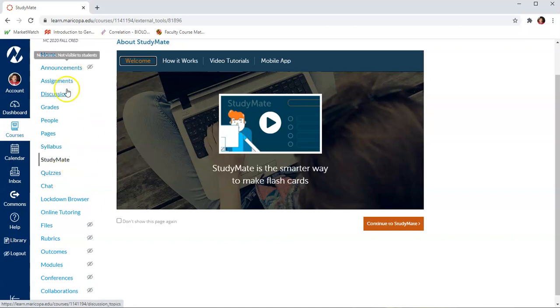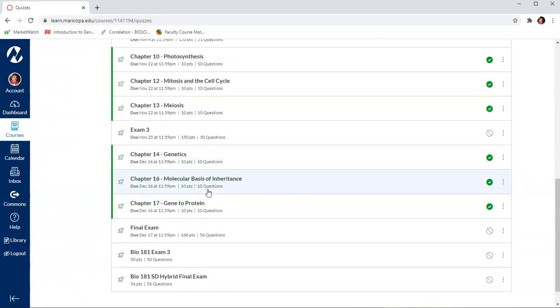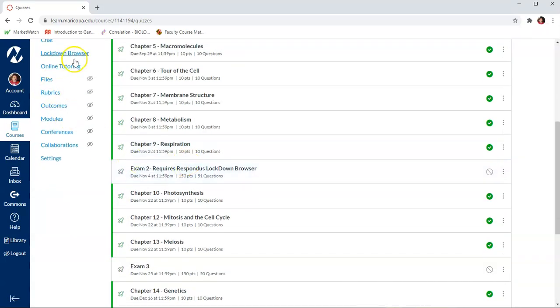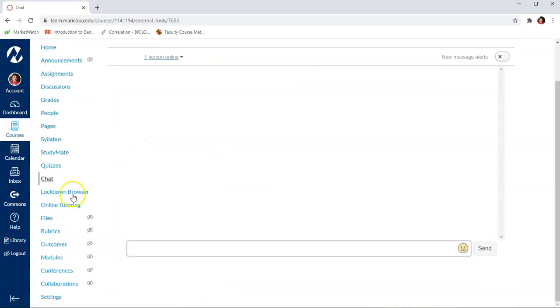This is a link to the same quizzes that are under assignment, so if you click on that, it's going to take you back to the exact same list of quizzes. Some of them are hidden because they're exams, but you'll see the ones that have the green check next to it. There's chat, so you guys can chat with each other if you want.